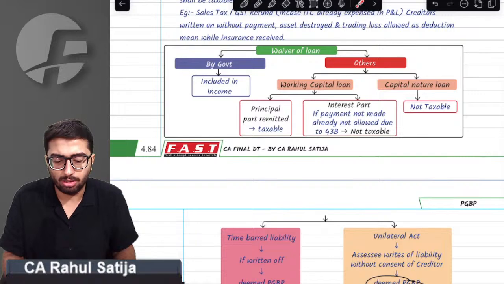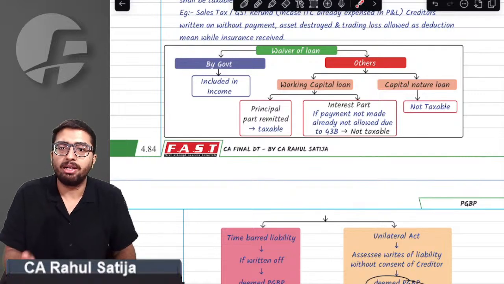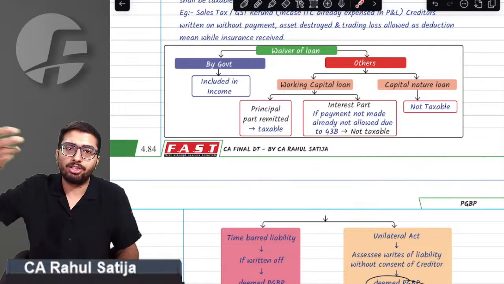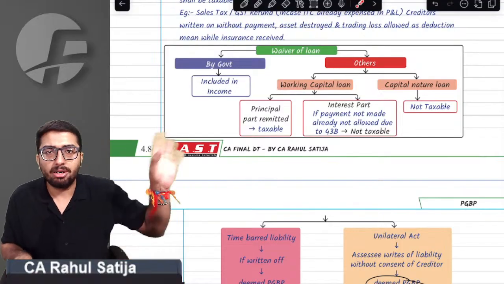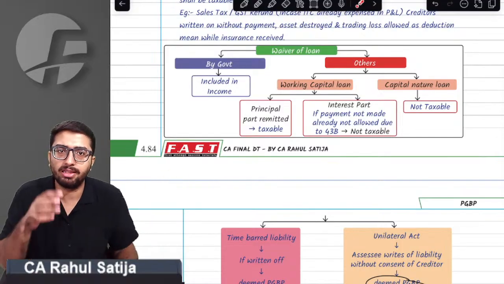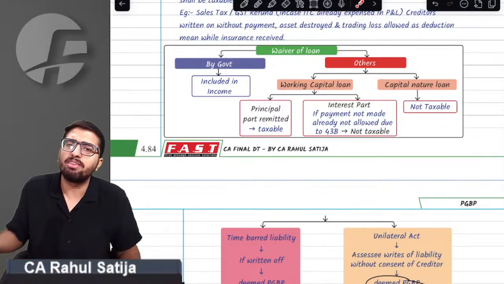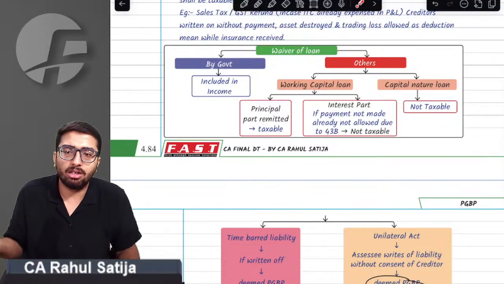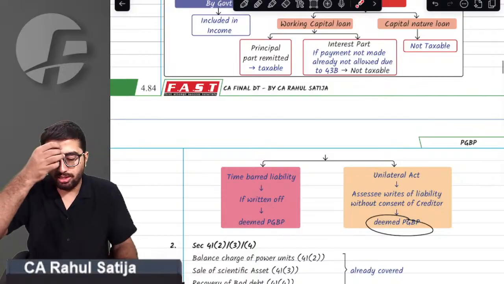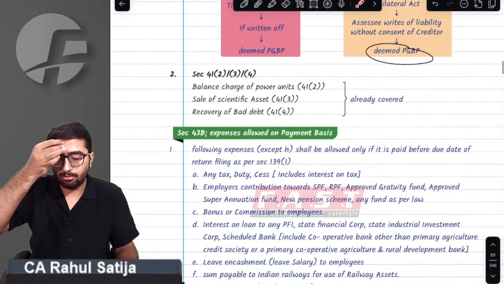But sir, if any other loan pertains to working capital requirement, then if the principal portion is remitted, it shall become taxable on account of remittance. But if the interest portion is being remitted, we shall do nothing, because interest was never allowed. Interest was not even allowed once. So in that case, we will not do anything.